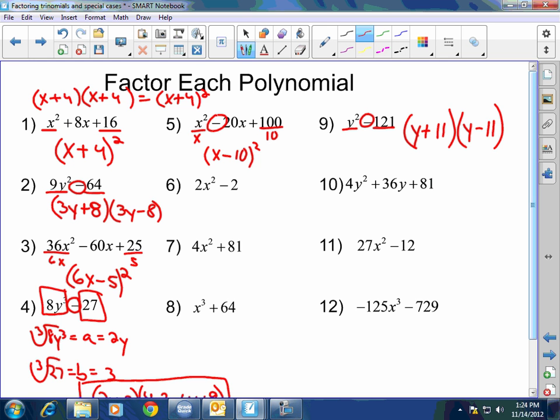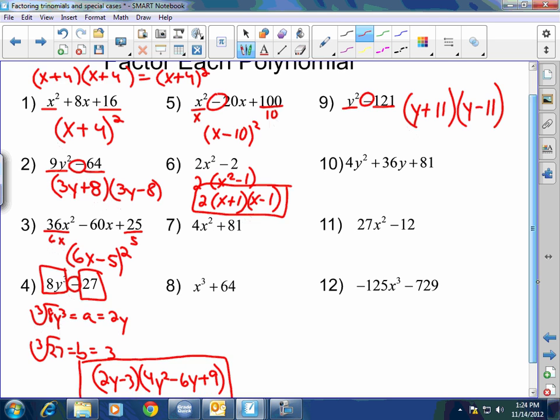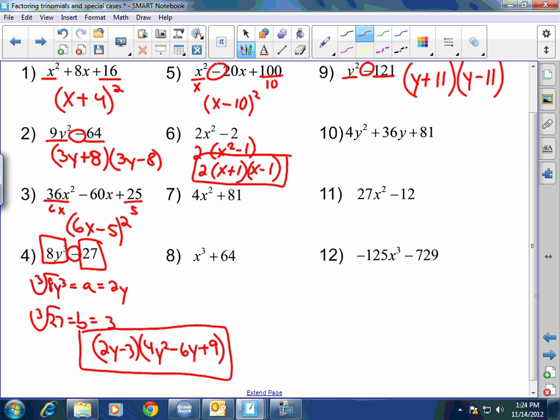Now here, can I factor out a GCF? Do it. So then I got x squared minus 1, so this is going to be x plus 1 times x minus 1. You guys seeing this? Let's look at number 10 real quick. I know I'm jumping around, but I want to hit as many as I can. Perfect square, that's 2y. Perfect square, that's 9. What's 2 times 9 times 2? So this works. Square root of the first plus square root of the second, squared.